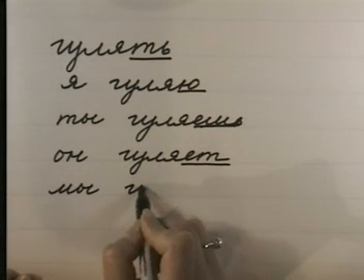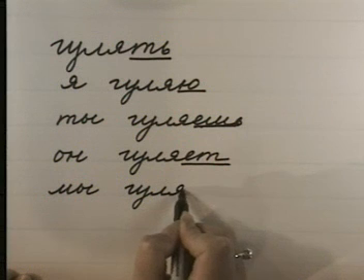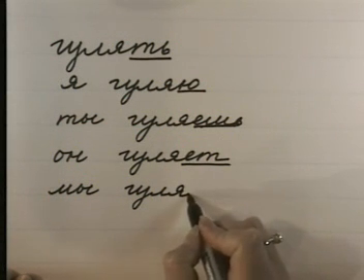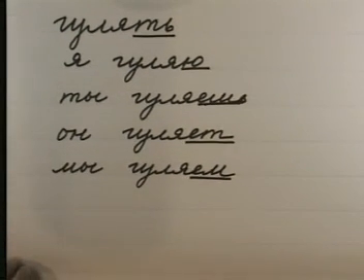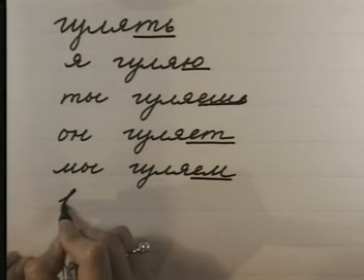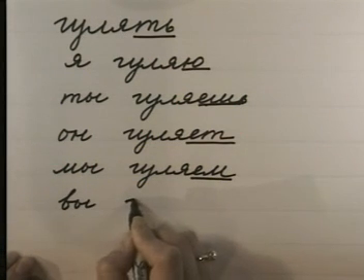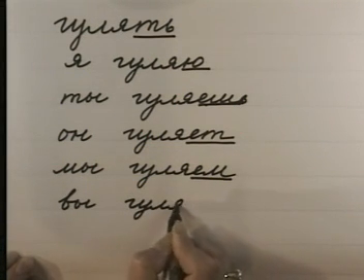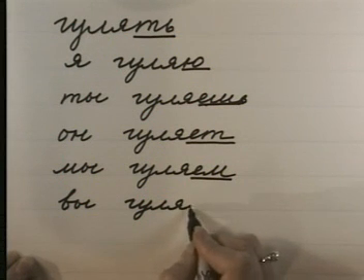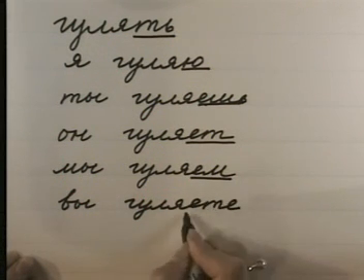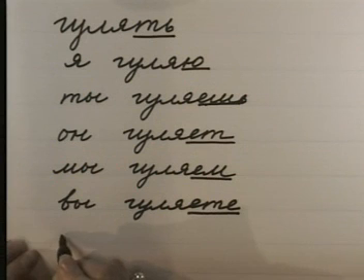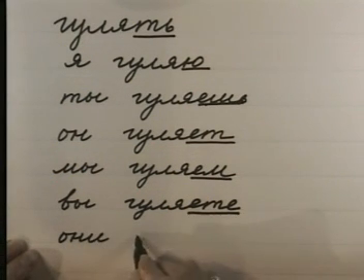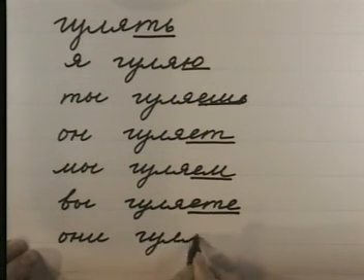Let's work on the plural forms now. Мы гуляем. We are strolling. Вы гуляете. We are using the same verbal endings as for the verb читать. I told you the endings will stay the same. Они гуляют.